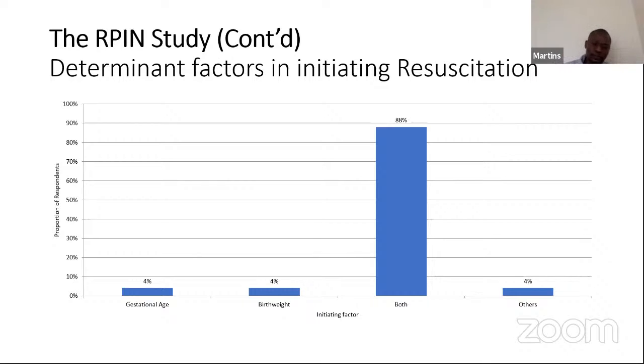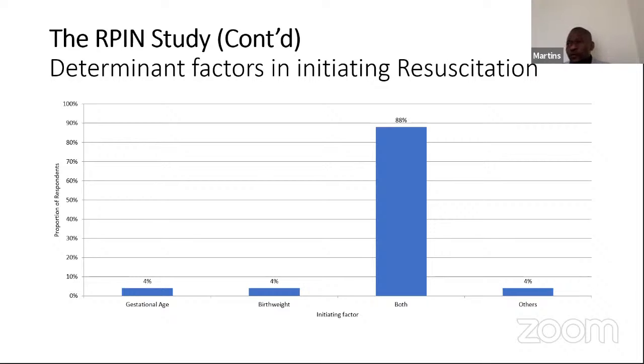And the majority said both the gestational age and the birth weight. Of course, this has implications on the survival of the infant. So if you have a gestational age of 27 weeks against that of 24 weeks, you may be more inclined to want to resuscitate the baby with a gestational age of 27 weeks. And then 4% said others. Well, others, I mean, if the baby has got signs of life.